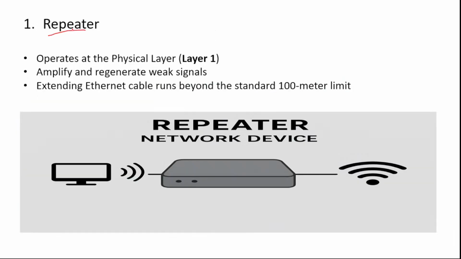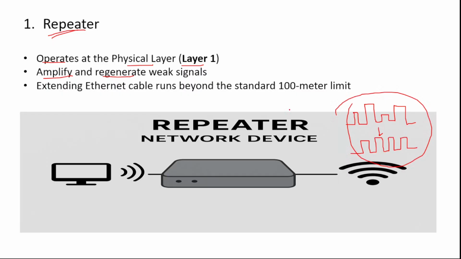First is repeater. Repeater operates at the physical layer, or you can say layer 1 of the OSI model. It amplifies and regenerates weak signals. Means if you have a signal like this, it can regenerate this weak signal into a strong signal like this, which we can use for extending an Ethernet cable run beyond the standard 100-meter limit.